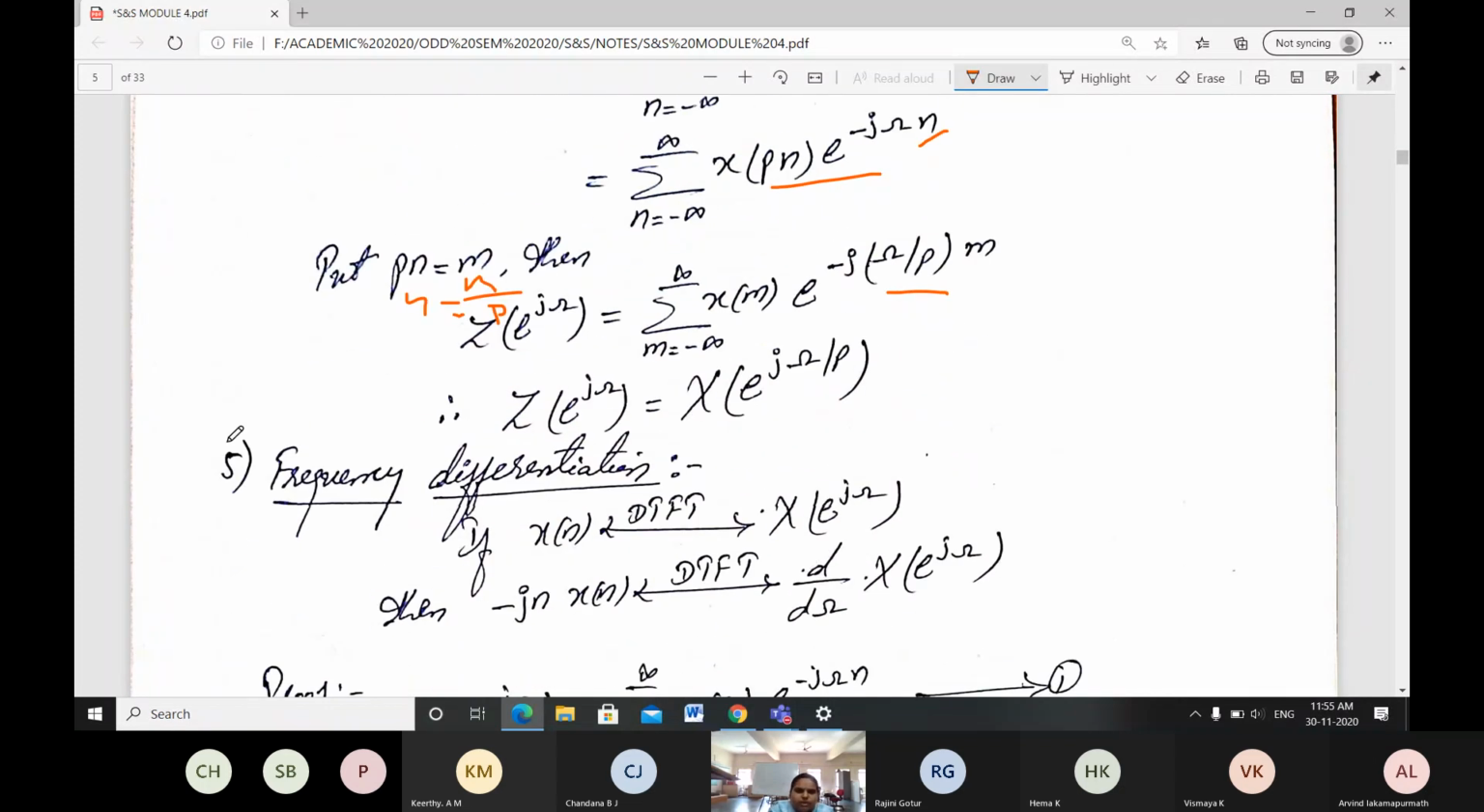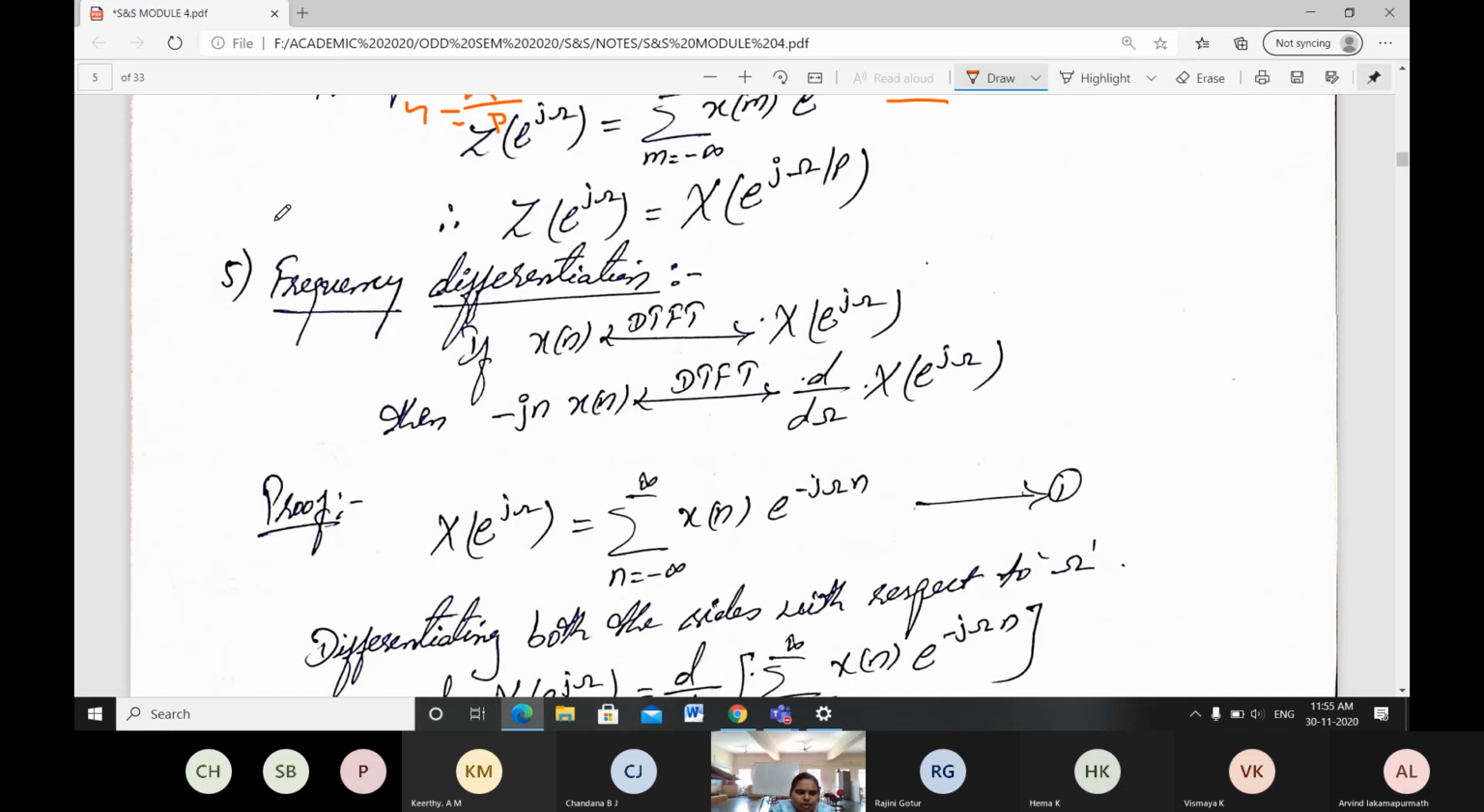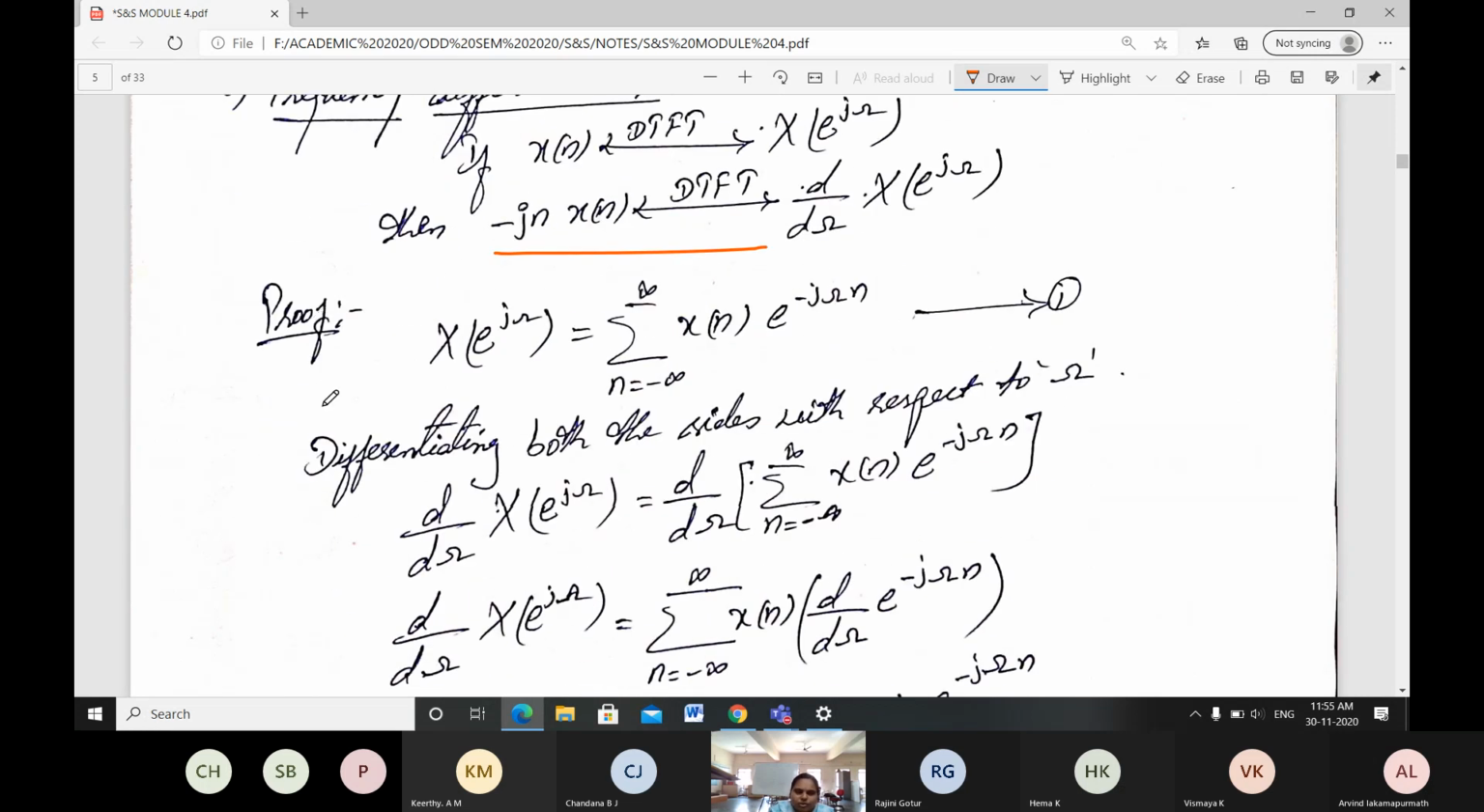Okay. Then the next property is frequency differentiation. If the DTFT of x of n is X of e raised to j omega, then the DTFT of minus jn x of n is d by d omega of X of e raised to j omega. The proof: X of e raised to j omega equals summation n from minus infinity to plus infinity x of n e raised to minus j omega n.